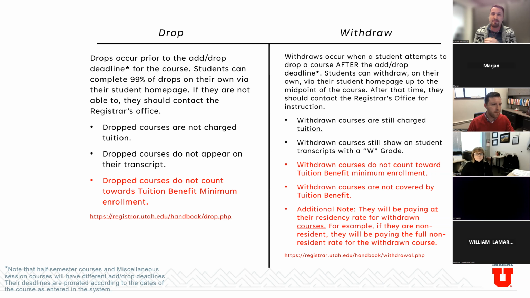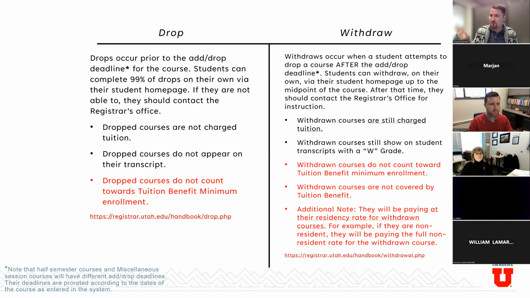Now, in the red, this is kind of where it hits more on tuition benefit. Dropped courses do not count towards the tuition benefit minimum enrollment. So we're going to talk a little bit more about that on the next slide, but essentially if they drop a course, that's no longer going to count for those requirements and may have a negative effect on their TB.